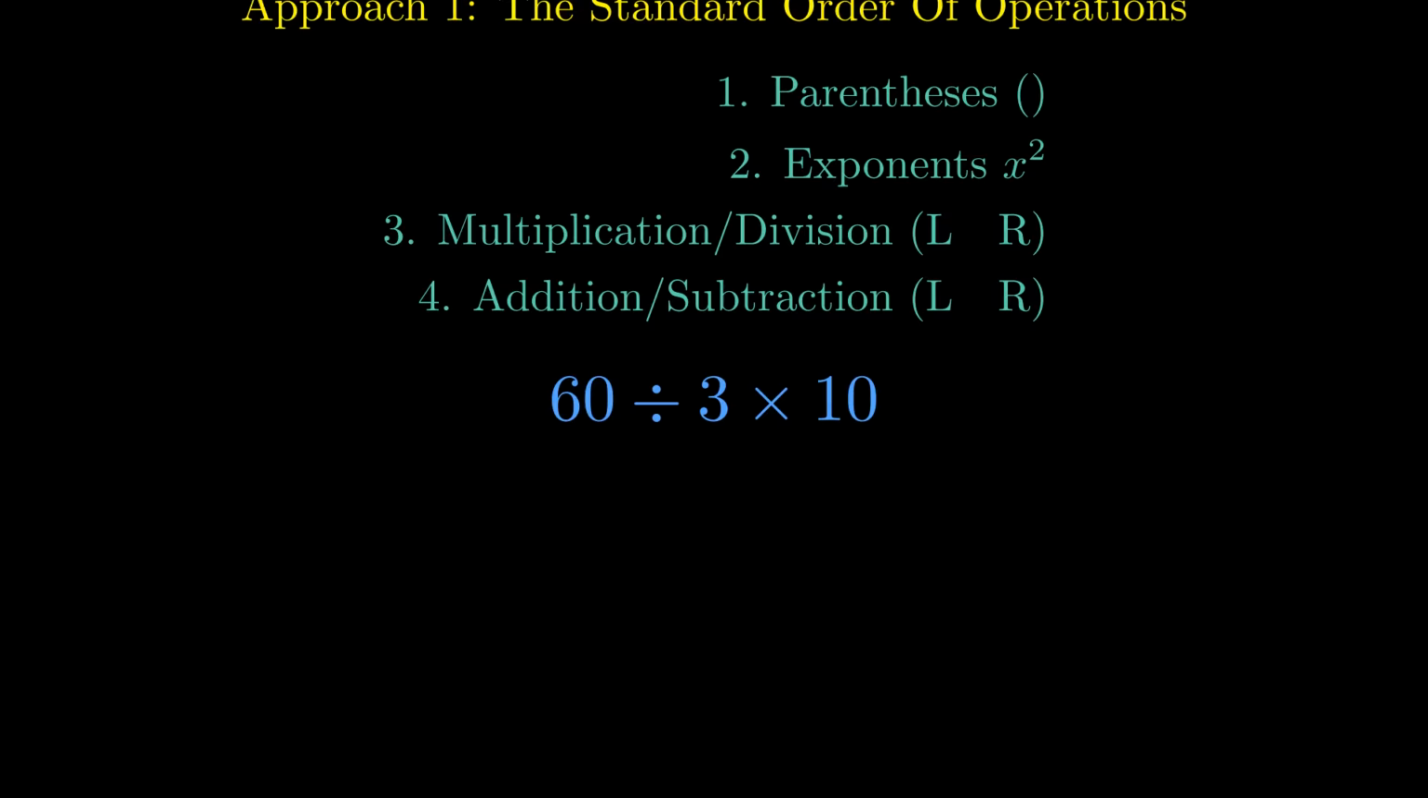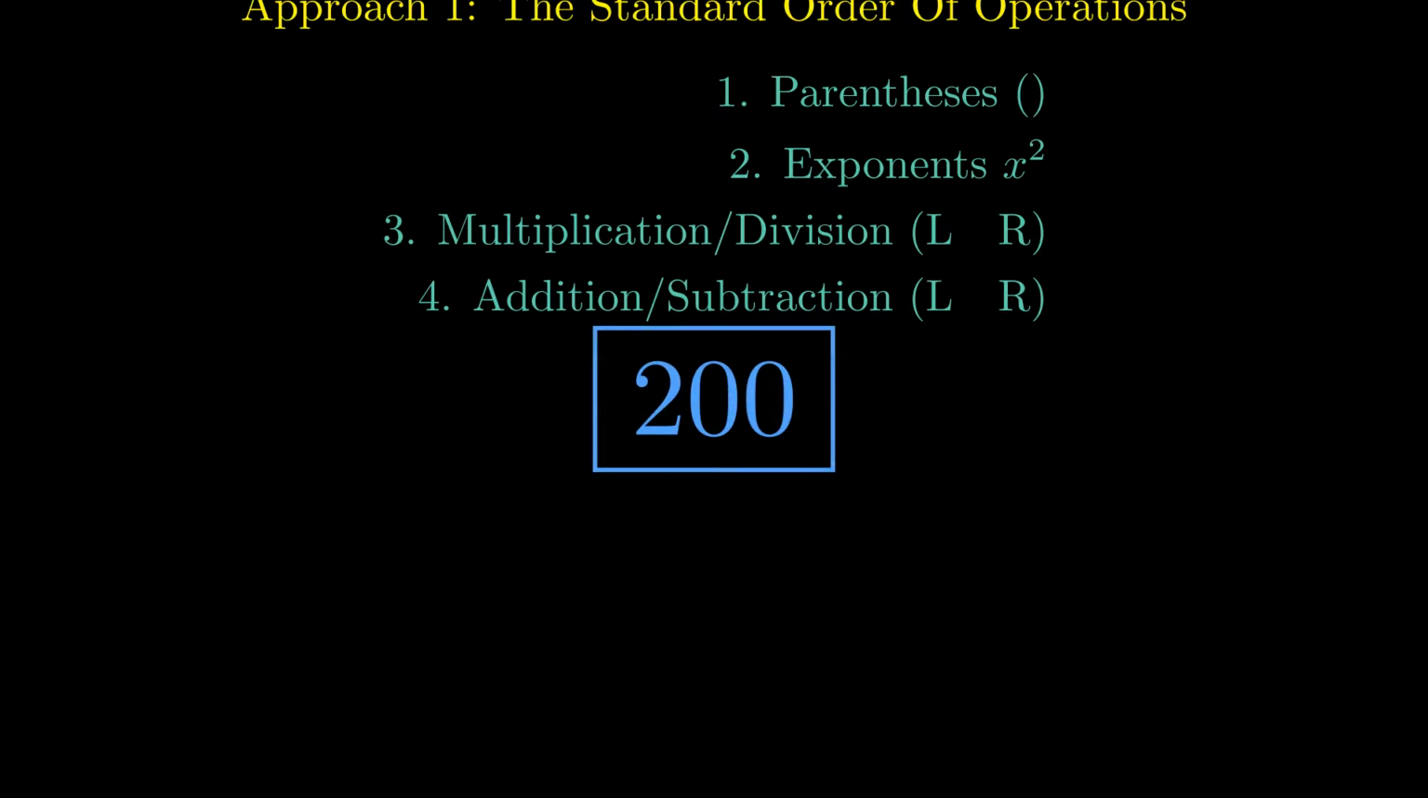Division and multiplication have the same priority, so we work left to right. Division comes first simply because it's on the left. 60 divided by 3 gives us 20, leaving us with this final multiplication. 20 times 10 is 200. By the standard rules, that's the answer. But wait, there's more to this story.